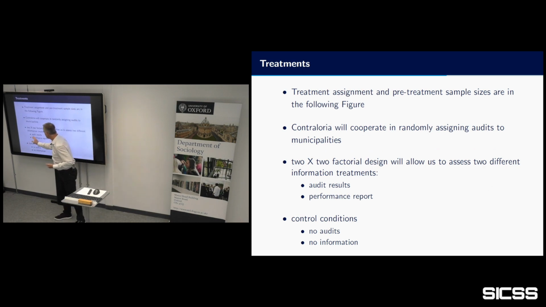So to be clear, we'll actually have two levels of treatments. One is that people will see the results of an audit, in a two by two factorial design. There are two information treatments. One is the audit result, and the other is what we call a report card, which is just a report on the performance of that municipal mayor. So some people will see just an audit, some people will see just a report, some people will see a report and an audit. And then there's a control condition where there are no audits and no information.